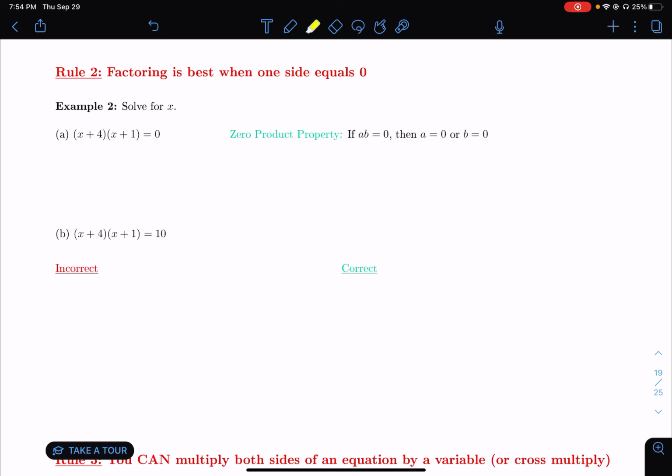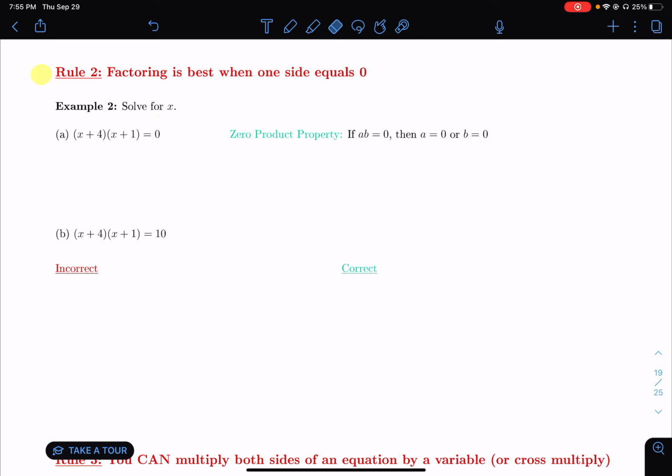In this video, we're going to talk about the second rule for solving equations, and that says that factoring is best when one side of the equation equals zero. So let's look at an example. In part A, I've got (x + 4)(x + 1) = 0, and I want to solve this.